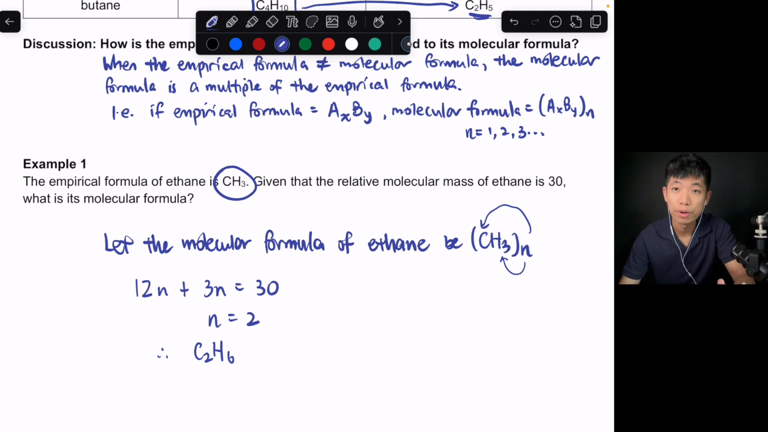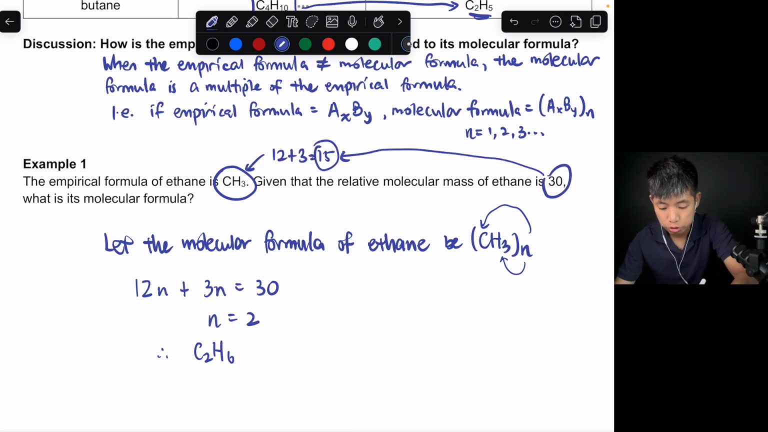Of course, there's more than one way to do this. You can also calculate the relative molecular mass of the empirical formula where you get 12 plus 3 equals 15. And you find that 30 is actually 2 times 15, and you can also conclude that n equals 2. So you don't need to use any algebra at all.